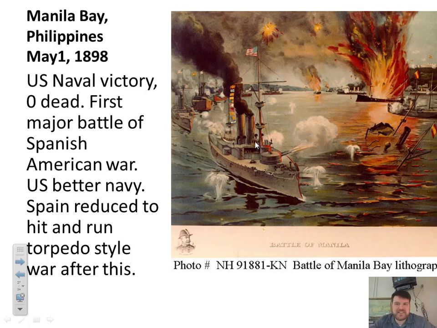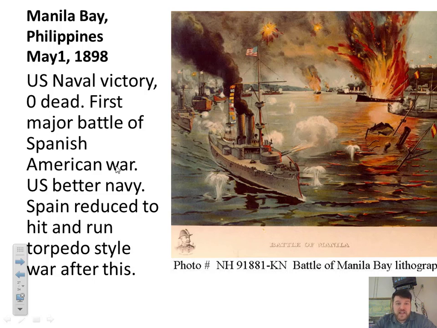Spain still has a fleet of like wooden ships, right? The sails, the wood, the whole nine yards. They've got some steel-hulled ships, but not as many as the United States. Again, Spain spent a lot of their money and resources over the last couple hundred years trying to maintain that military, and they just didn't have the funds to upgrade their navy.